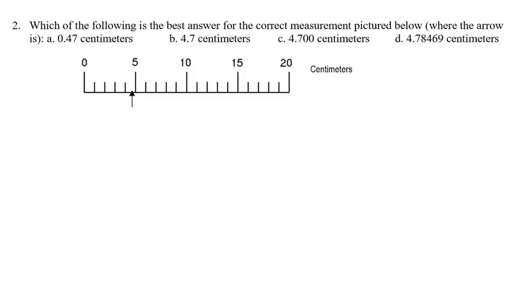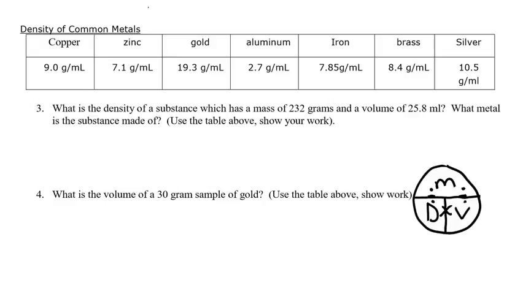Question 2, which of the following is the best answer for the correct measurement? Picture below. We have a ruler here that goes to the nearest centimeter, so you're going to be measuring to the next decimal place. This looks like it goes 1, 2, 3, 4, 5, and the measurement is between 4 and 5. Any decimal between 4 and 5 would be fine. Best answer they give is 4.7.